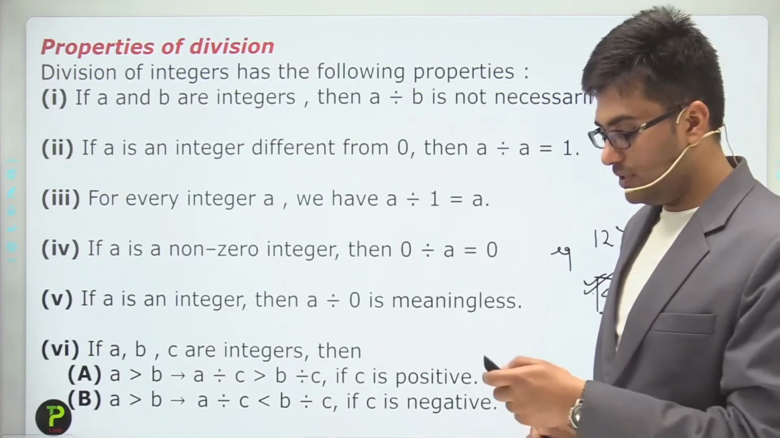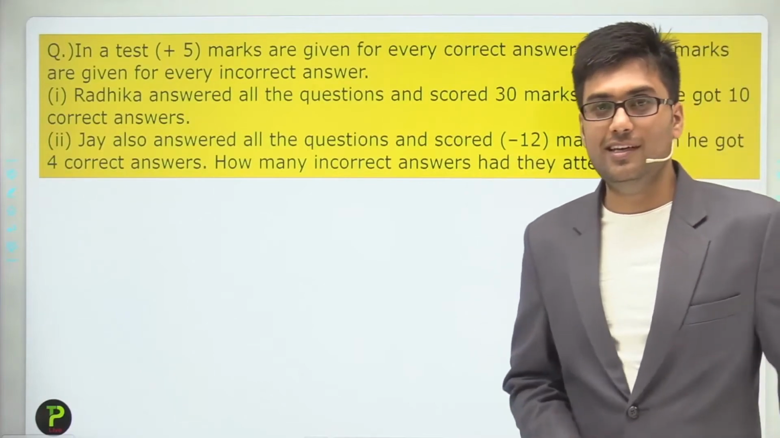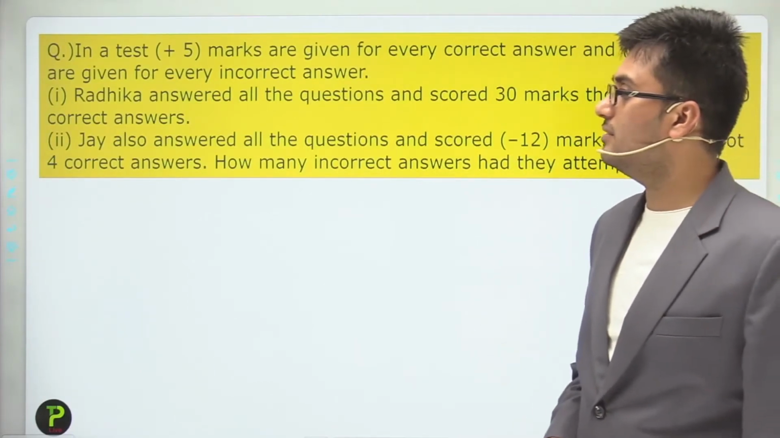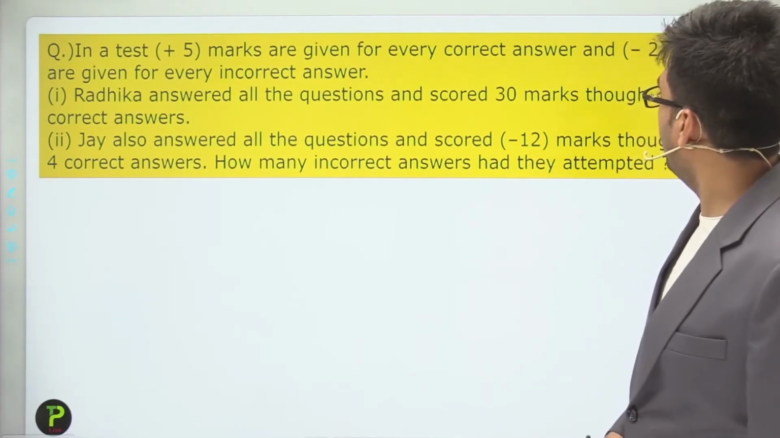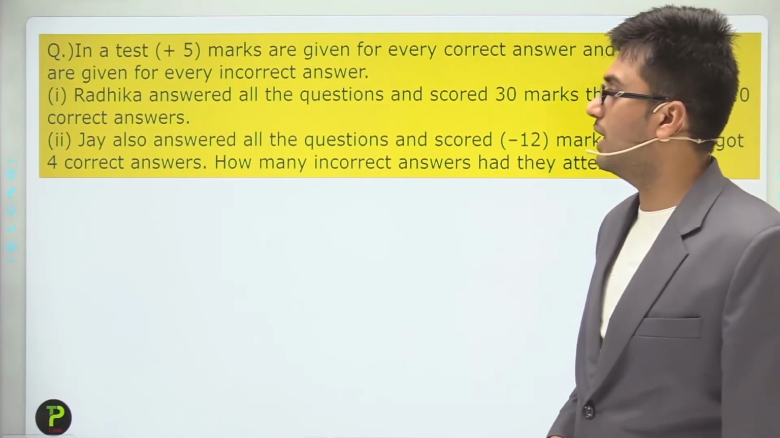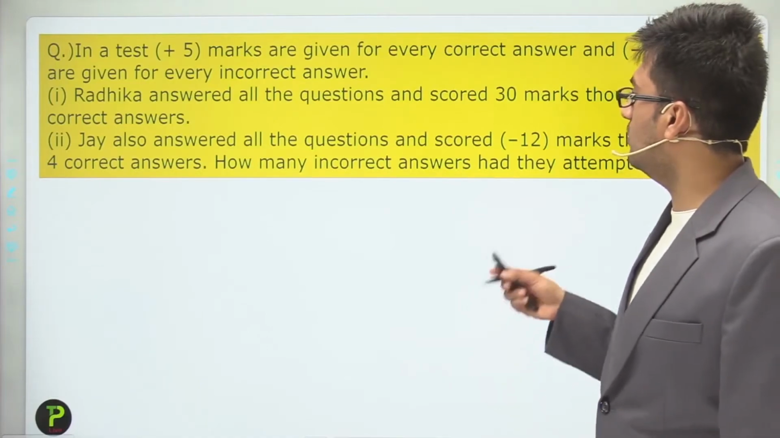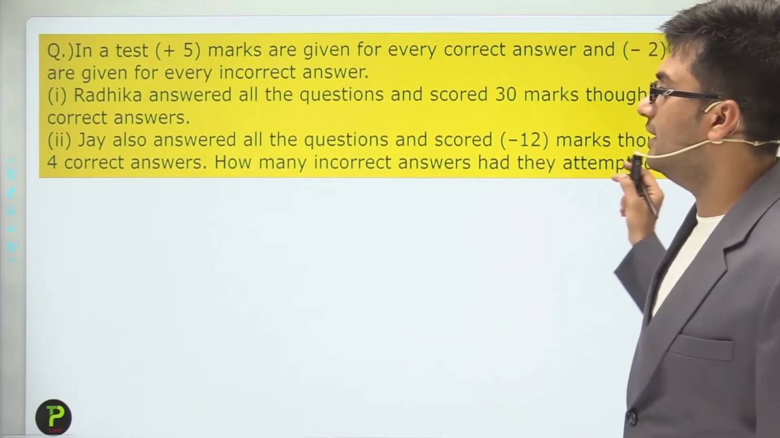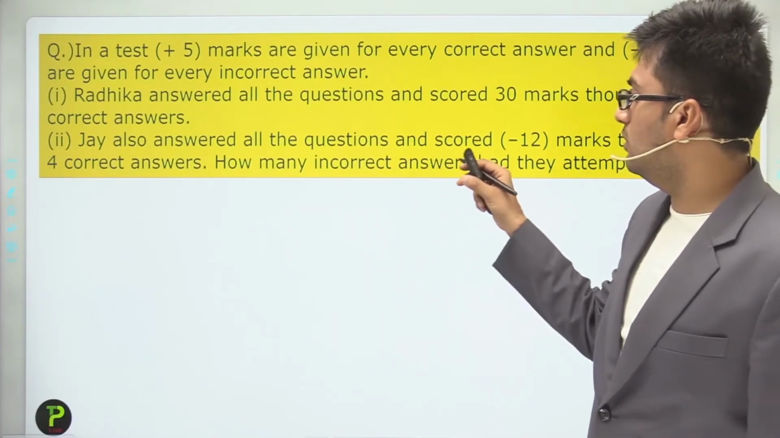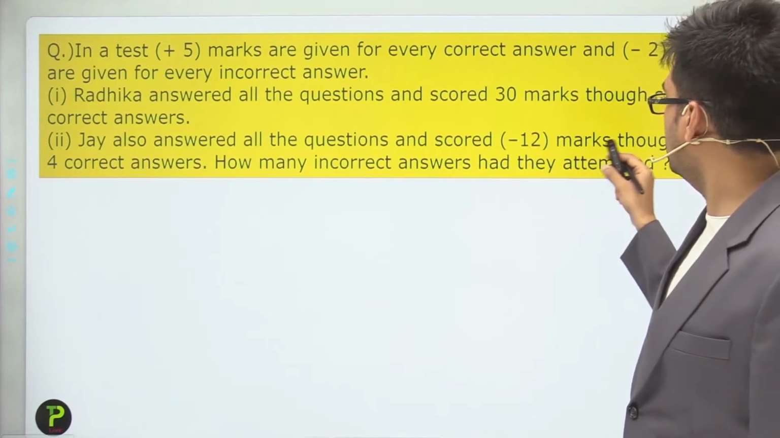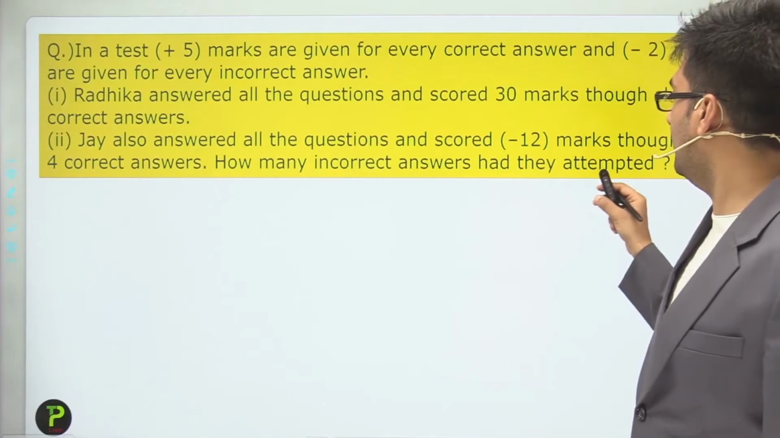Now let's move to the next. Next is a question. It is given that in a test, positive 5 marks are given for every correct answer and -2 marks are given for every incorrect answer. Radhika answered all the questions and scored 30 marks, so she got 10 correct answers. Jay also answered all the questions and scored -12 marks, so he got 4 correct answers. How many incorrect answers had they attempted?